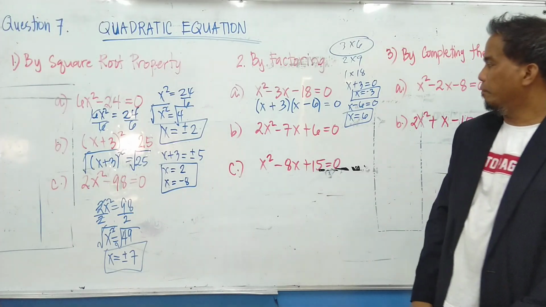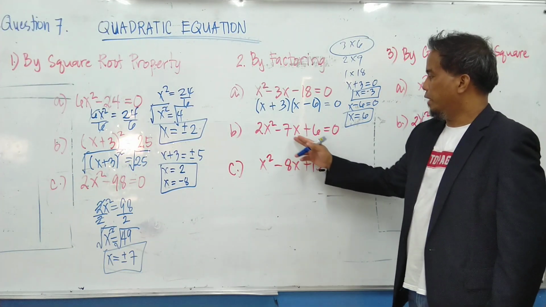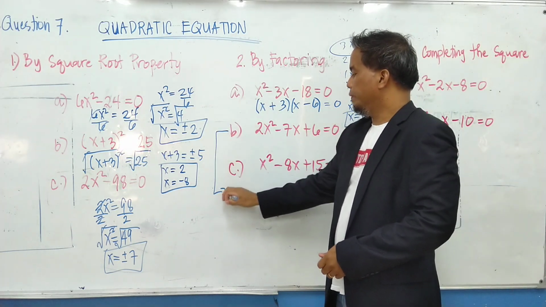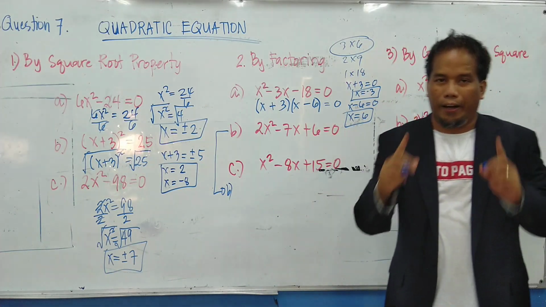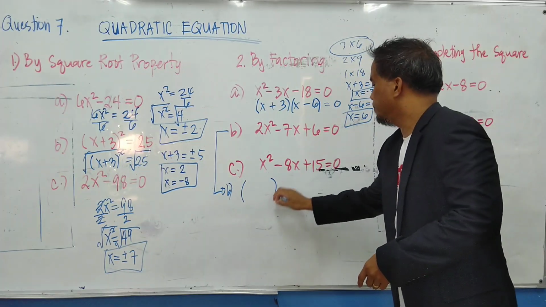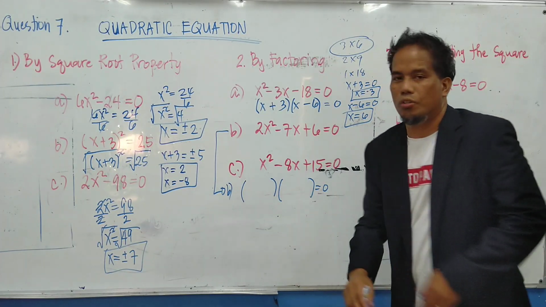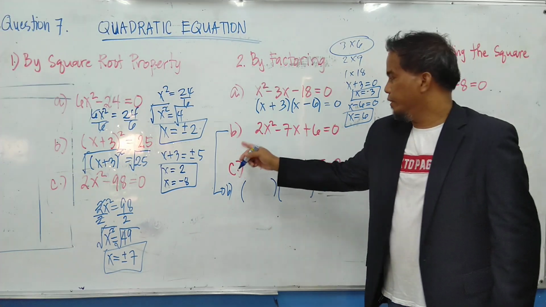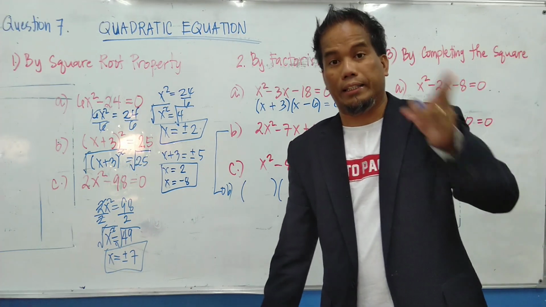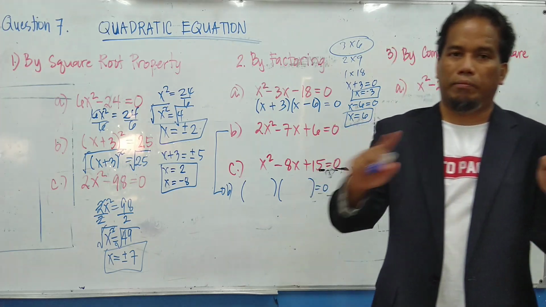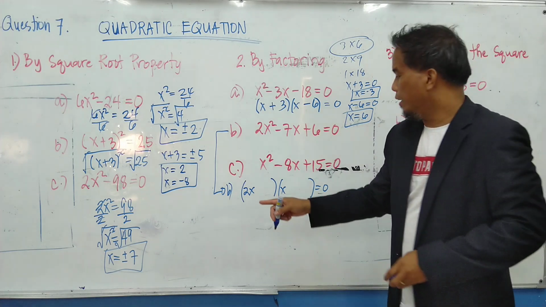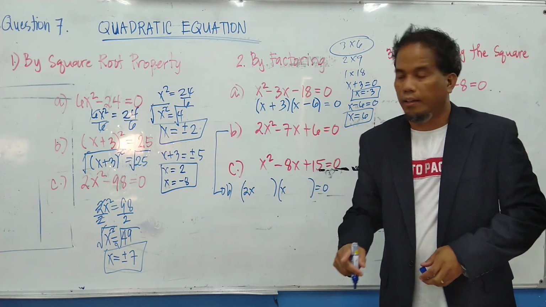How about for letter B? So, letter B, we have 2x squared minus 7x plus 6 equals 0. Again, to answer this, if it is factoring, you can put now 2 parentheses by factoring, like this, equals 0. Factors of 2x squared, start here, the first term. Possible factors of 2x squared, we have 2x times x, or x times 2x, vice versa. So, we can write here 2x times x, so that when we multiply 2x times x equals 2x squared, right?